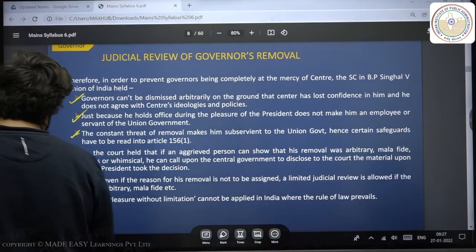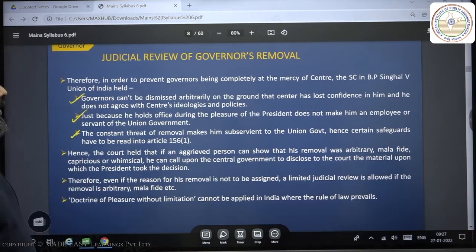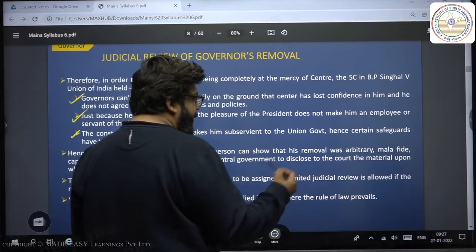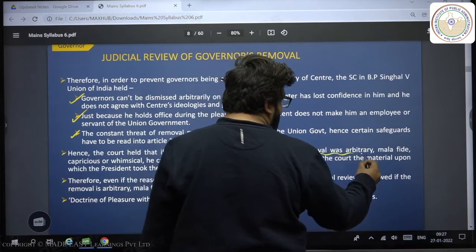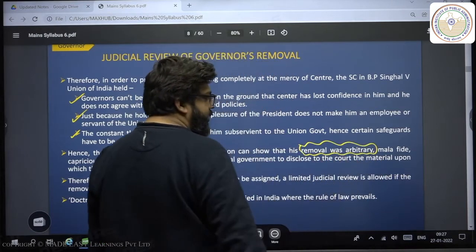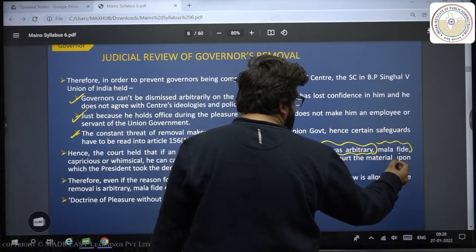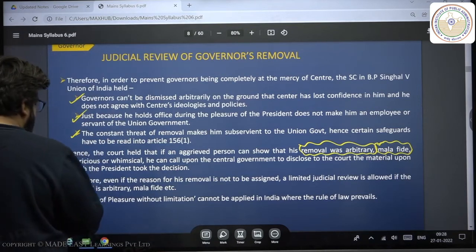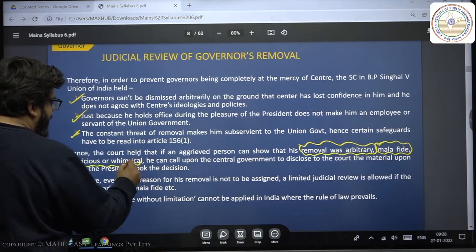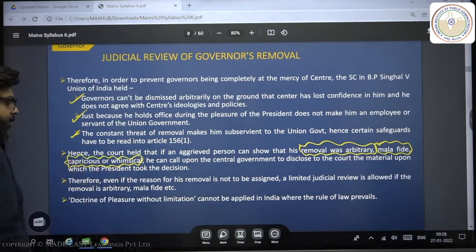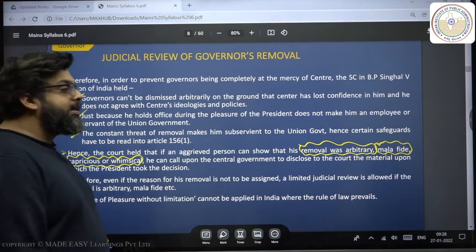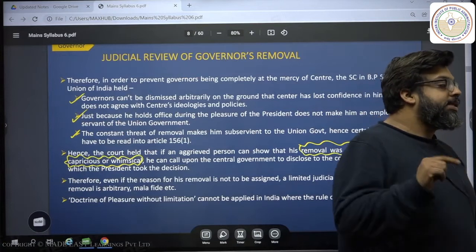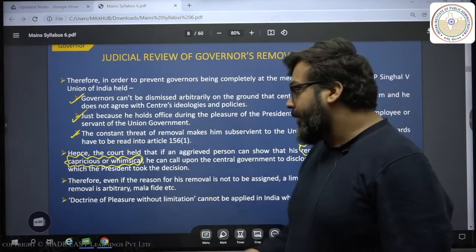So therefore the court very rightly again held that if the affected person, the governor who was removed, can prove that the removal was arbitrary, which means without just cause, or for the wrong intentions, just for political reasons, or was questionable, or was without any reasonable reason behind it, then you can ask the central government to disclose in the court the reasons why it decided to remove the governor, right?